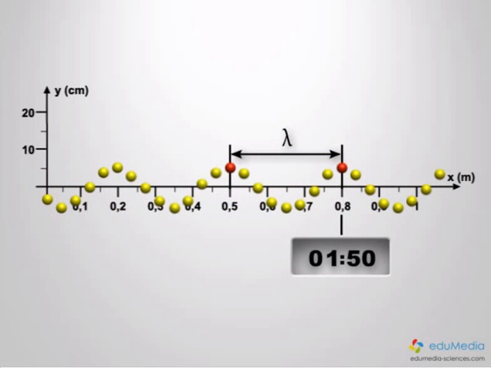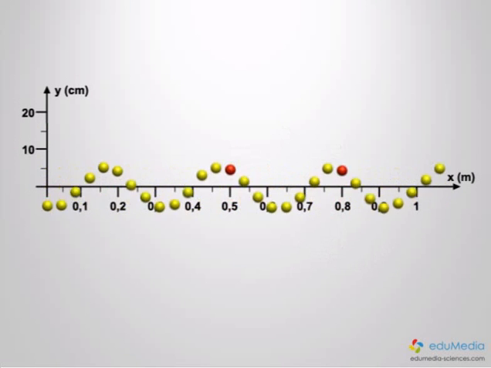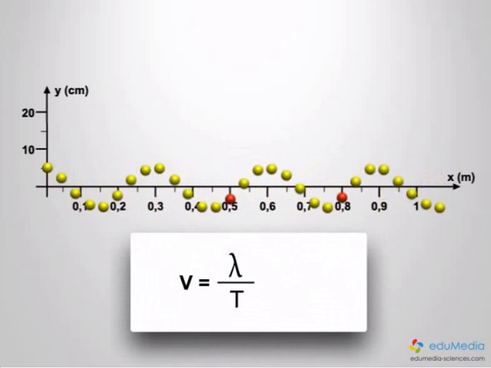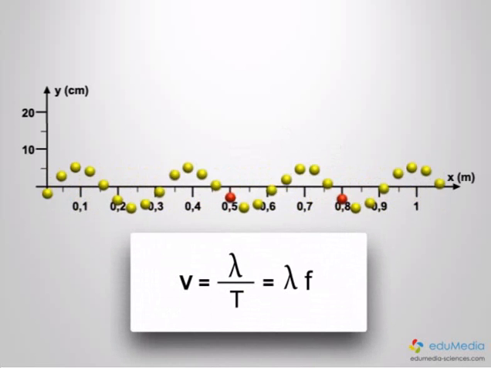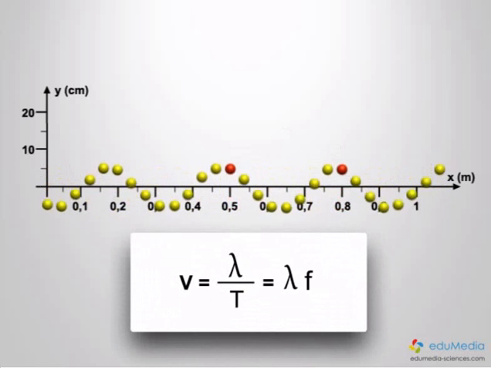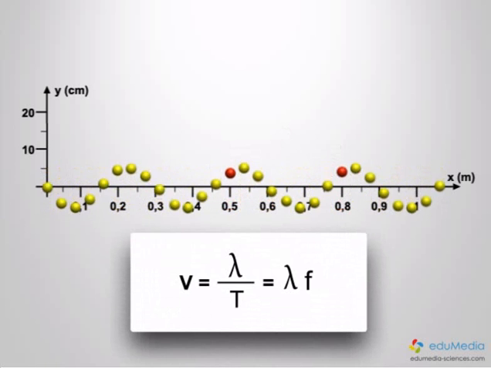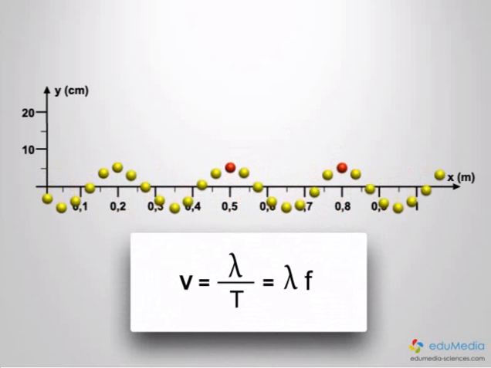Using these observations, we can determine the speed of the wave: v equals lambda over T, or also lambda times f if we introduce the frequency f, which is the inverse of the period, expressed in units of hertz.